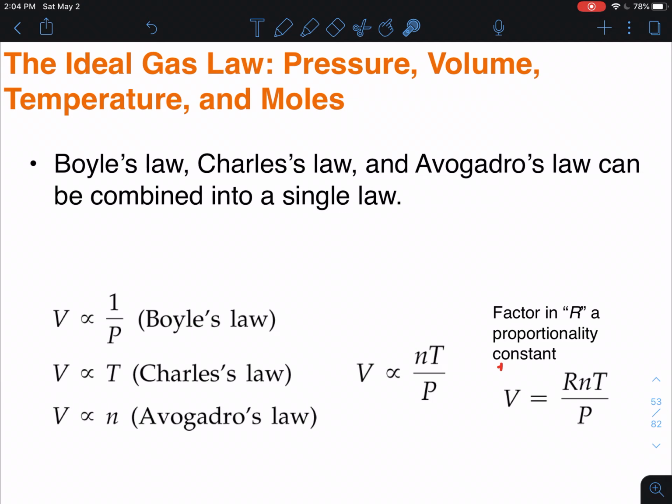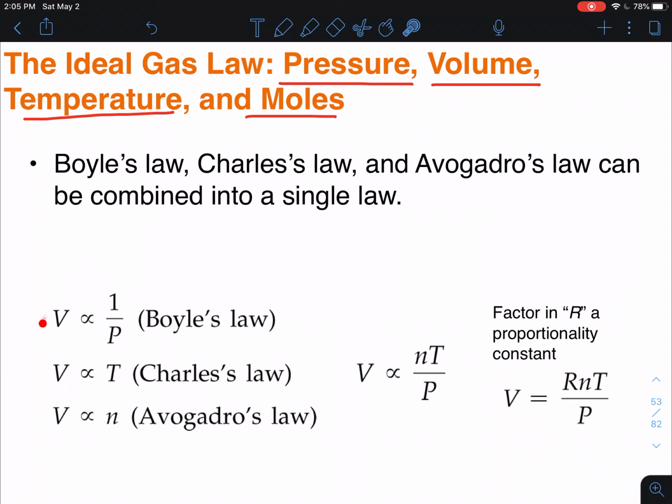But all right, so now we're going to talk about this thing called the ideal gas law, which takes everything into account: pressure, volume, temperature, and number of moles. So essentially the ideal gas law is the combined gas law, with Avogadro's law thrown in, and this new variable called the proportionality constant, which is R. All right, so let's take a look.